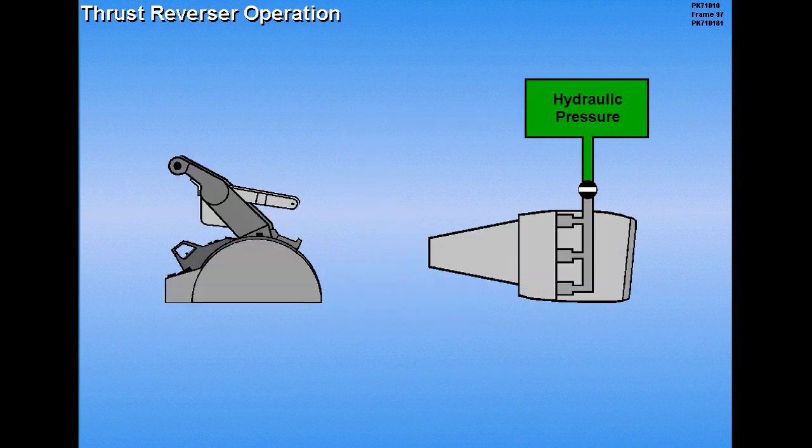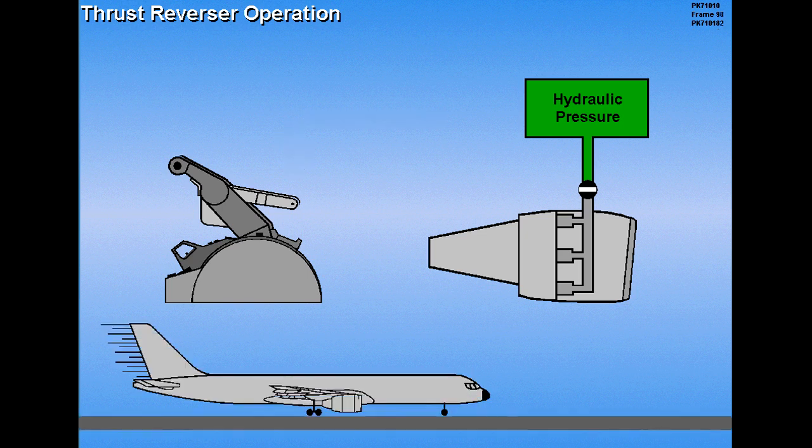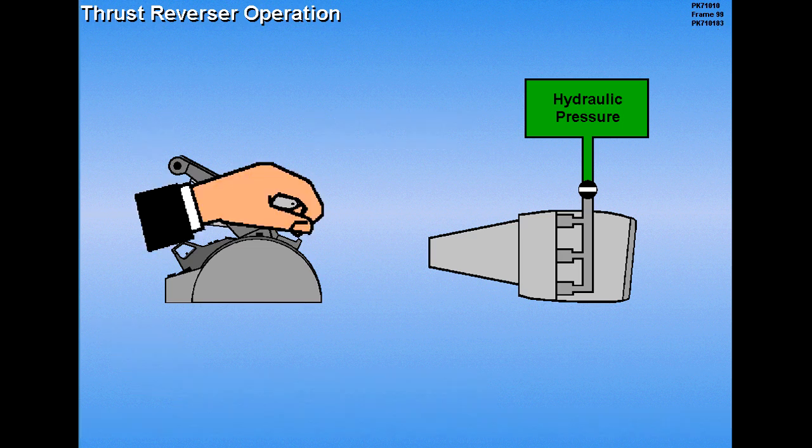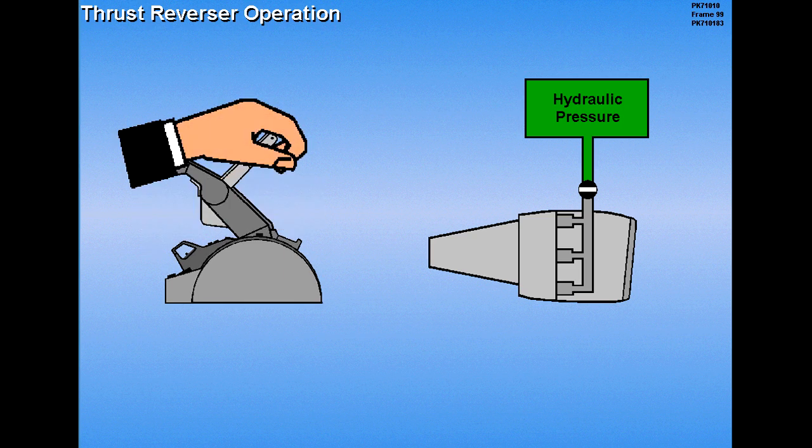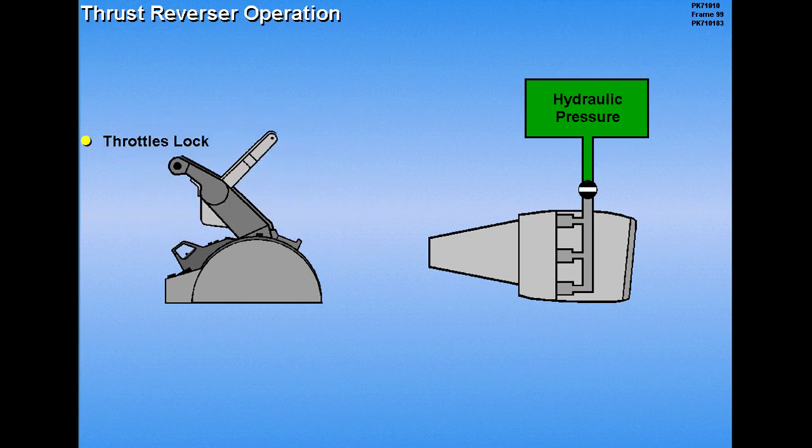When the reverser levers are in the full down position, the thrust reversers are locked in the forward thrust position. Before the reverser lever can be raised for reverse thrust, the aircraft must be on the ground and the throttles in the idle position. Moving the reverser levers to the interlock stop position causes the throttles to lock in the idle position.